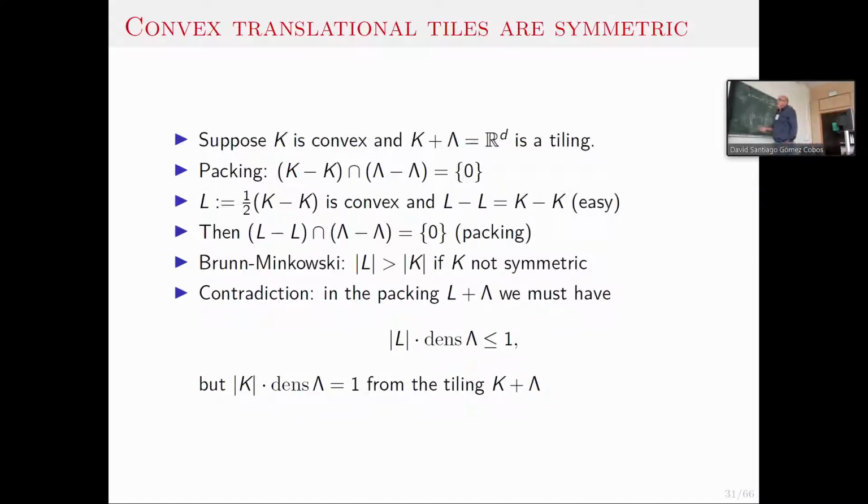Why? Because in any packing of a body at those points, you must have that the volume of the body times the density of the set is at most 1. Otherwise, they don't fit. They will overflow something. But at the same time, if this is a tiling, you must have equal to 1. So from the tiling K plus lambda, you get that this times that is equal to 1, because nothing is omitted, as I explained last time. But this is not possible because L is strictly larger than K. So if you enlarge this, you'll get something more than 1, not less than or equal to 1. Contradiction. Therefore, K must be symmetric.